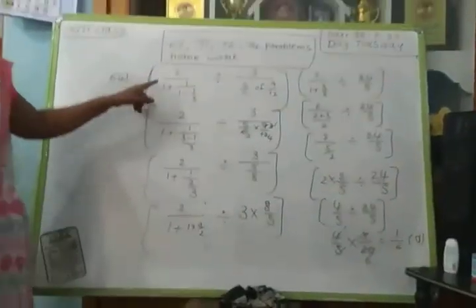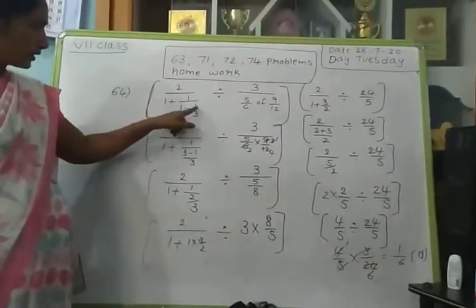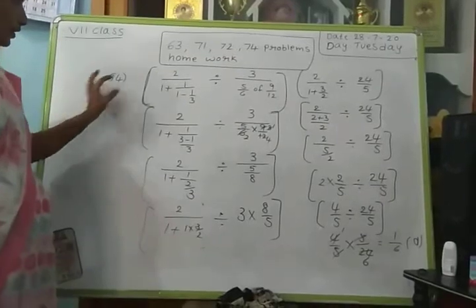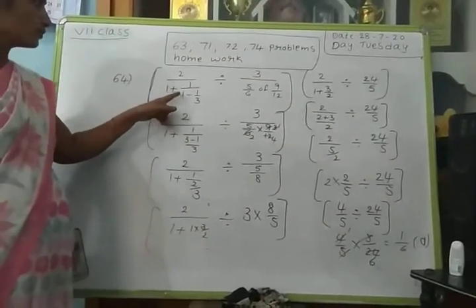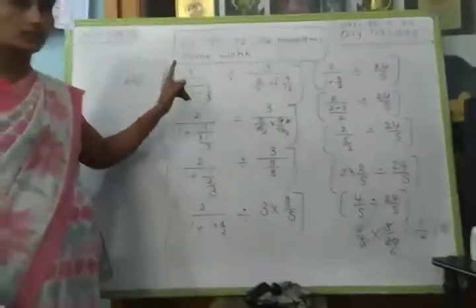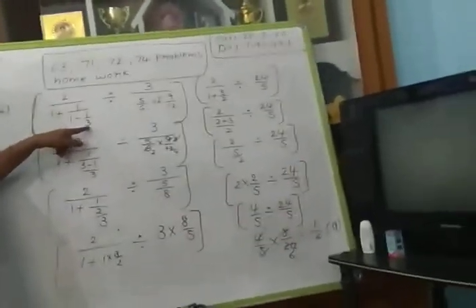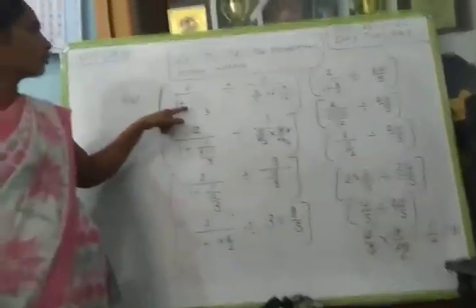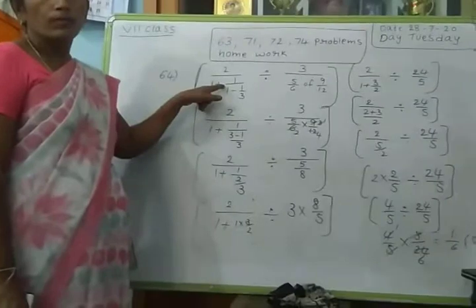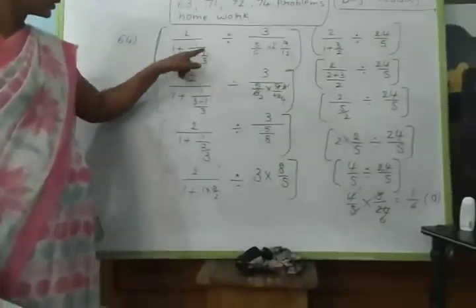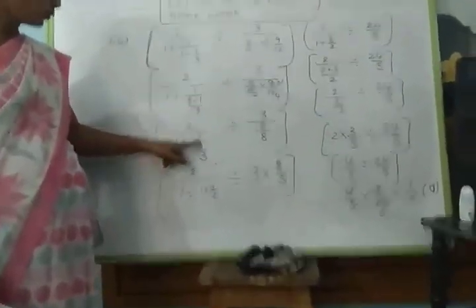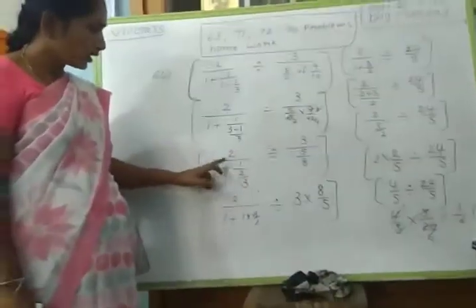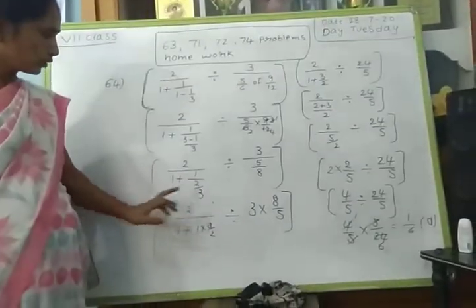So once you see carefully, 1 minus 1 by 3. When you get, already I said in example problems, one whole and one fraction, addition and subtraction. Just you take the fraction's denominator, multiply with the whole. 3 ones are 3. 3 minus 1, 2. 2 by 3. So 2 by 1 plus 1 by 2 by 3.